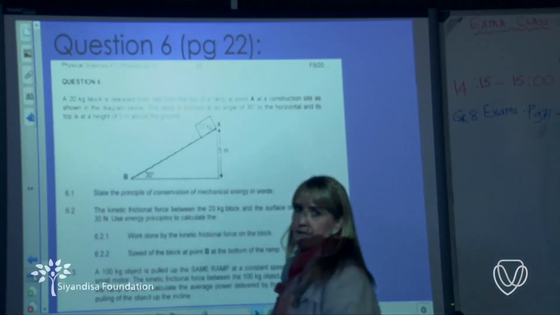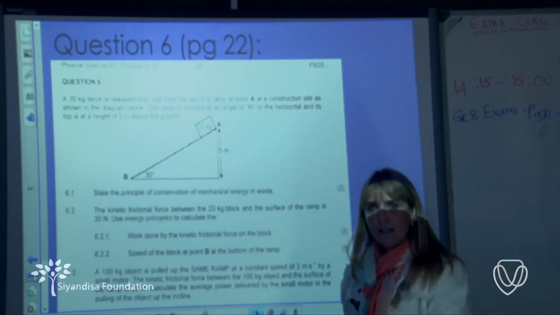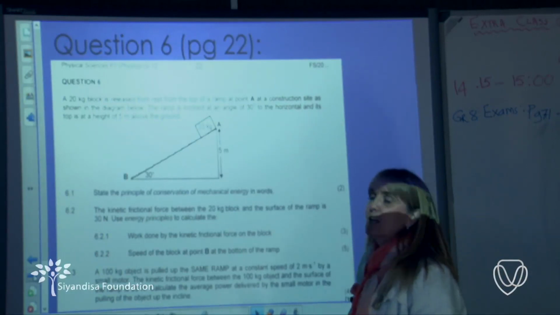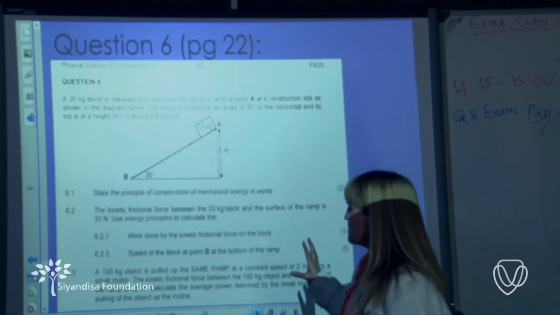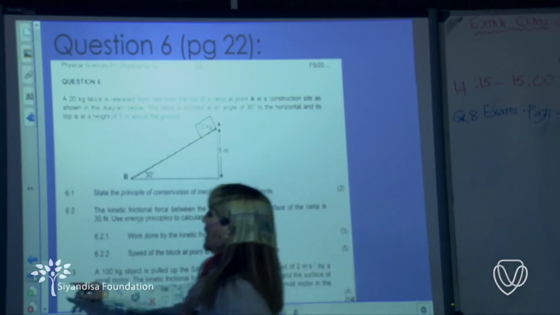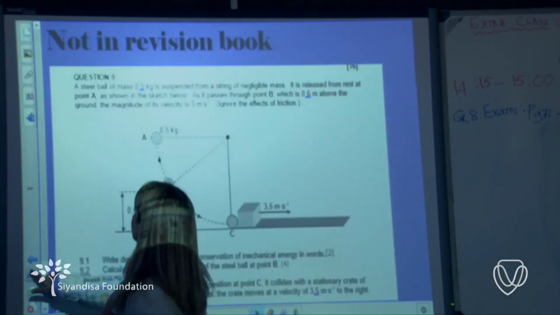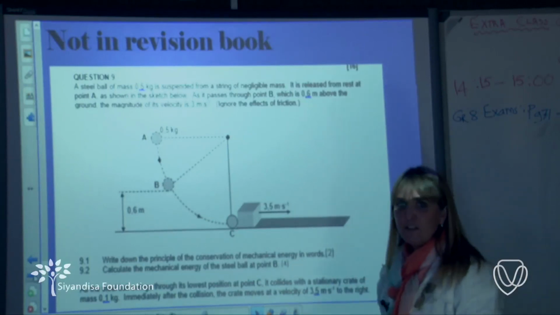And then question 6 is a very similar type of question, where you again have an object on an incline, and that object is then moving down the incline. Again, I'm not going to do it because it's a very similar type of question. Now, I've left a final question for you to look at. I'm going to ask that it appears on the video.